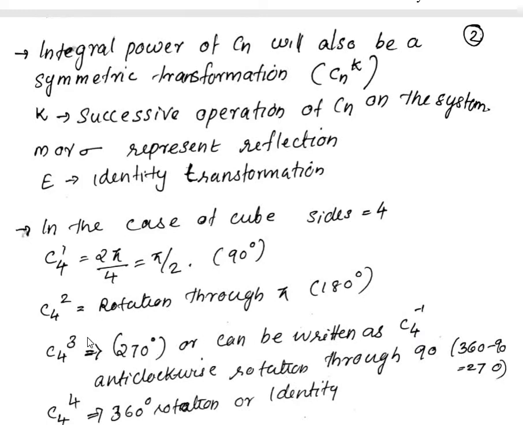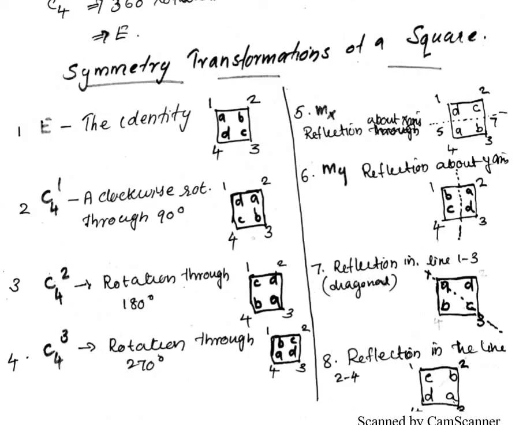Then we again do a rotation, that is C4^4, that is equal to a 360 rotation, or we can call this an identity transformation. When we rotate through C4^1, C4^2, C4^3 and C4^4, this is a closure property. Groups obey the first property known as the closure property.